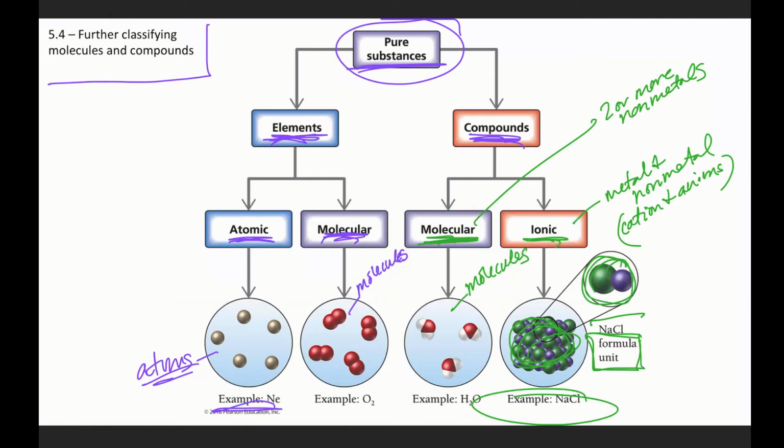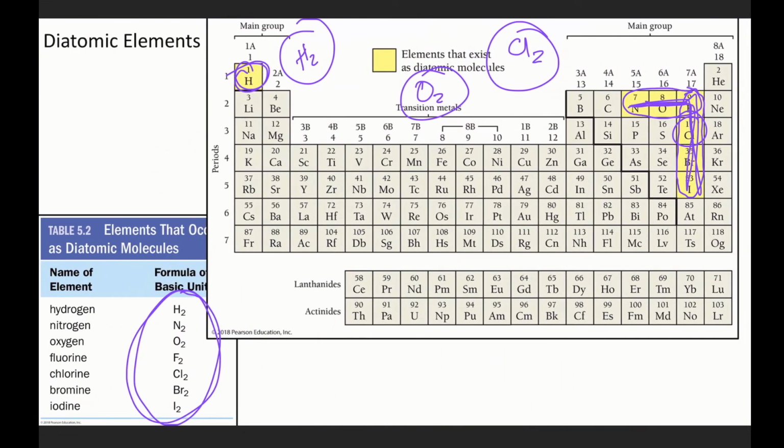So we need a different kind of word to describe the base unit, and that word is formula unit. When we're talking about atomic elements, we would use the word atoms to talk about the particles. If we're talking about a molecular element, we would use the word molecule. If we're talking about a molecular compound, again, we would use molecule. If we're talking about an ionic compound, the particle word is formula unit. Yes? All right, make sure you tie those together.